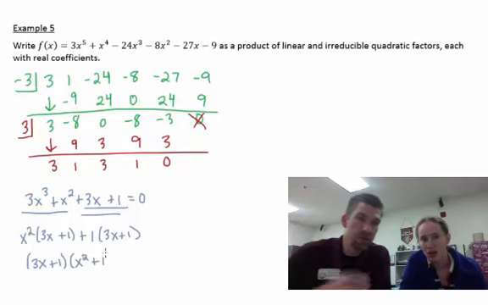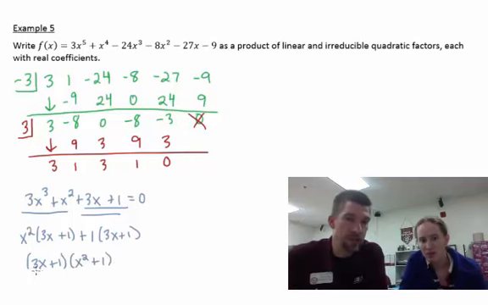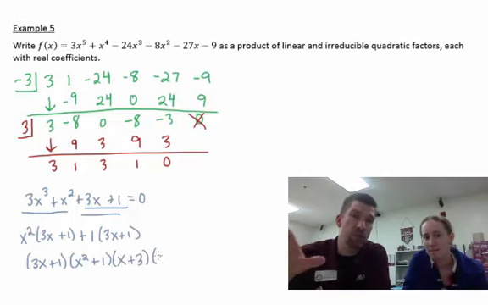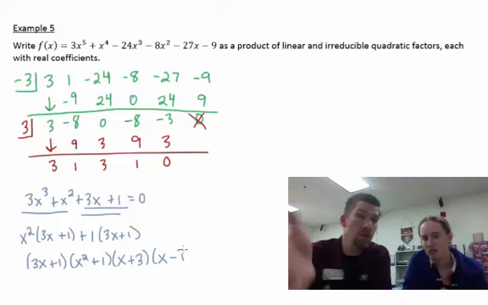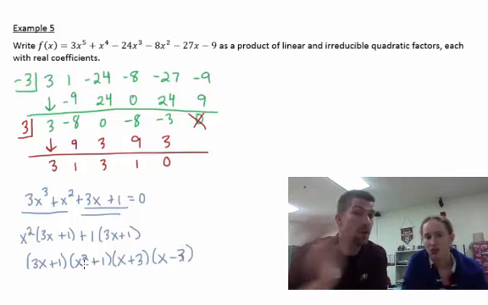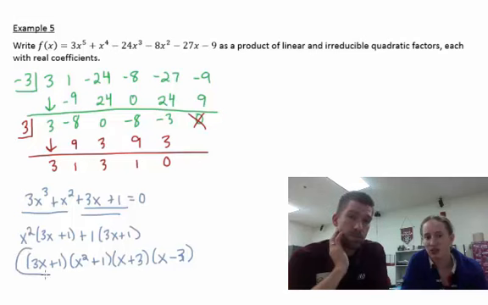And so there it is. That's the answer, actually. We need to talk about the first two as well. Right. 3x plus 1, x squared plus 1, and then x plus 3 and x minus 3. And the x squared plus 1 is your irreducible quadratic. We could use the quadratic formula on that to find the imaginary numbers, but in this case, they don't want us to. They didn't ask us for the zeros. They just want us to write it as a linear factorization.